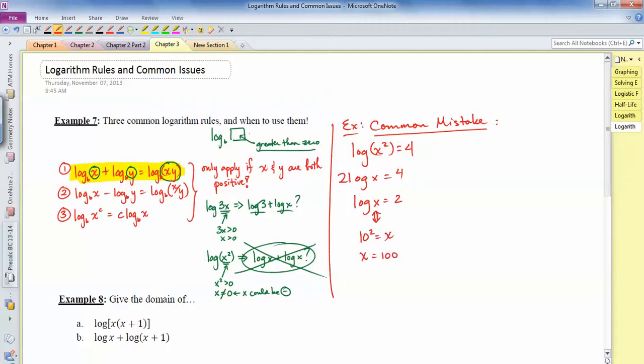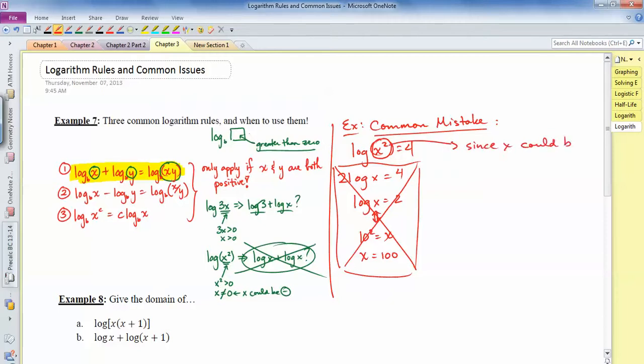Okay, well, let me put this all in a box and put a big X through it because that's no good. So the issue here is because of that x squared. You know, x squared has to be positive, but that means that x could be negative, because if you square a negative, you get a positive. So since x could be negative, let me write this over here. Since x could be negative, the rules on the left don't apply.